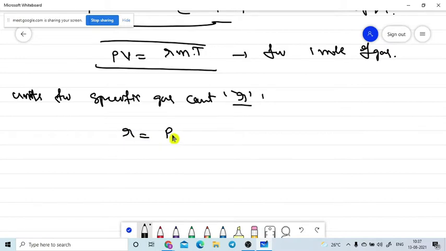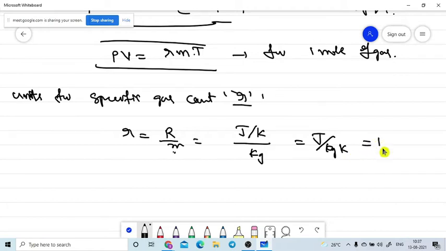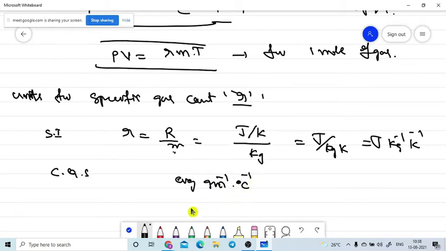So small r is equal to capital R by m. R units you already know, na? R units, what are the units? Joule per Kelvin. So divided by mass, units is kilogram. Then can I write it as joule per kilogram per Kelvin, otherwise joule kilogram inverse Kelvin inverse. That is the units only. These are the SI units. If we go to the CGS units, erg per gram inverse centigrade inverse, Celsius inverse. Okay, that is the units.